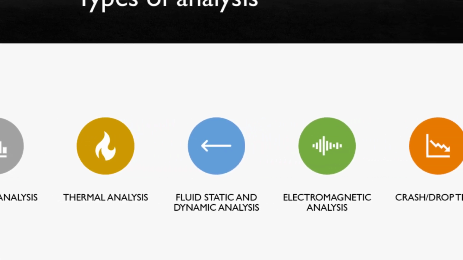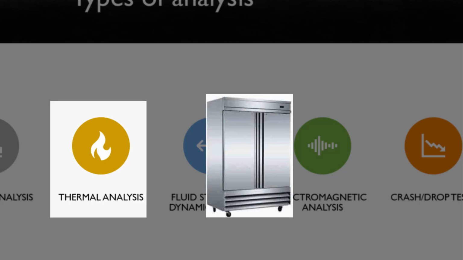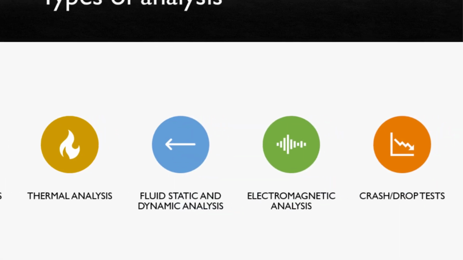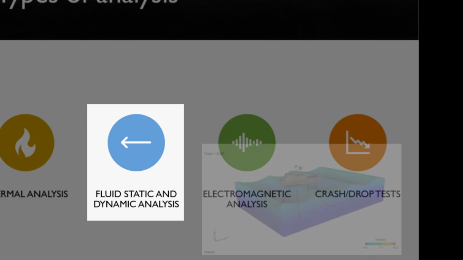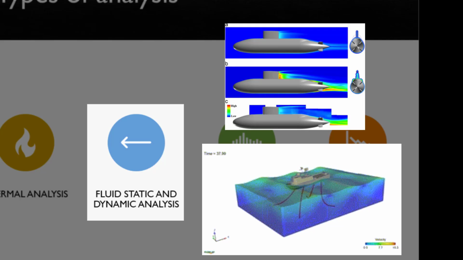The next one is thermal analysis. This analysis deals with heat transfer and thermal effects on the product. For example, if we design a refrigerator, we can see and analyze the cooling efficiency in each compartment of the refrigerator. Fluid statics and dynamics analysis involves the simulation of gas and fluid forces. For example, the strength of a boat hull in rough seas or a high-pressure vessel like a submarine in the deepest waters.